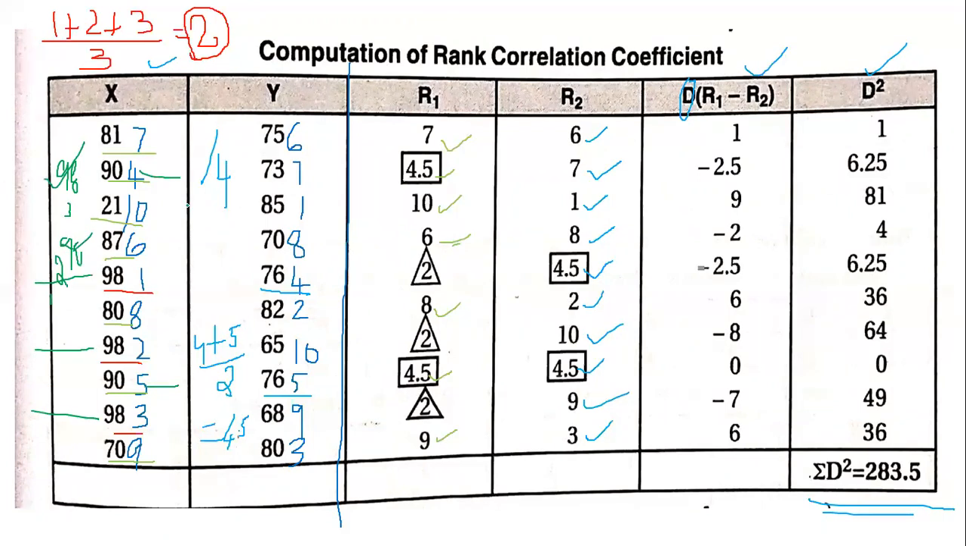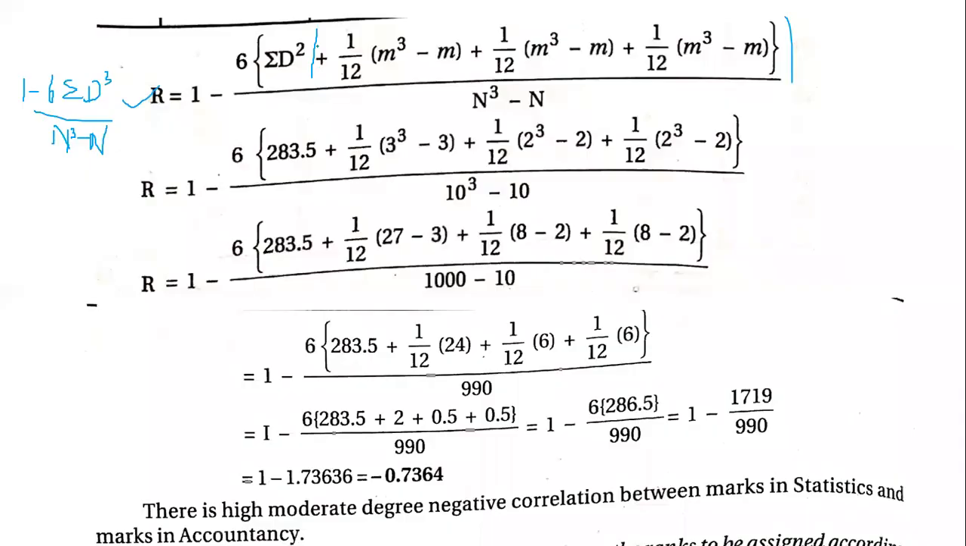And in Y, you have 76 repeated 2 times. So how many repeated numbers you have? 1, 98, 2, 90, 3, 76. Okay, 3 numbers are repeated. So that is why you have 3 expressions of 1 by 12 into m cube minus m. If you have 2 repeated numbers, this will be only 2.